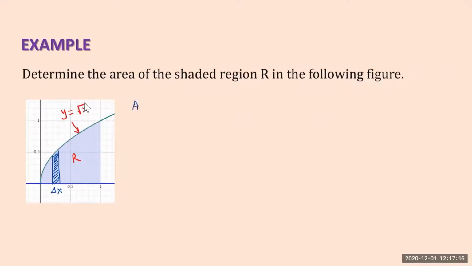Let me write that here. Area is equal to the integration of square root of x from x equal to 0 up to x equal to 1 with respect to x. You know that square root of x is x raised to half. So we can evaluate this integral using the power rule. So we increase the power by 1. It already has a power of half, so half plus 1 is 3 over 2. And we divide that by the new power, 3 over 2, evaluated between 0 and 1.